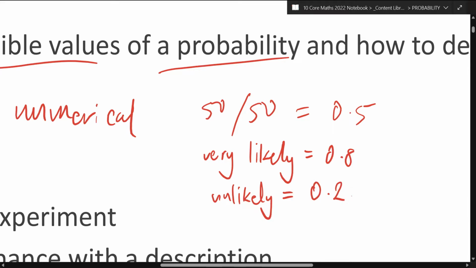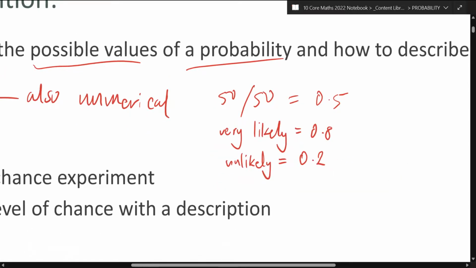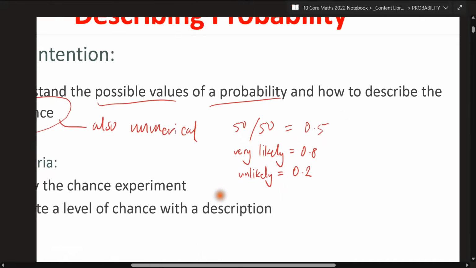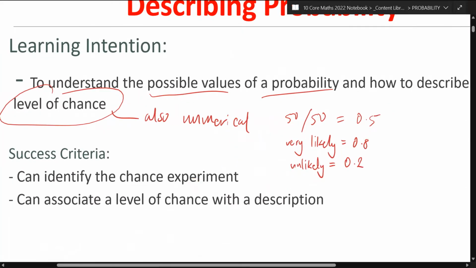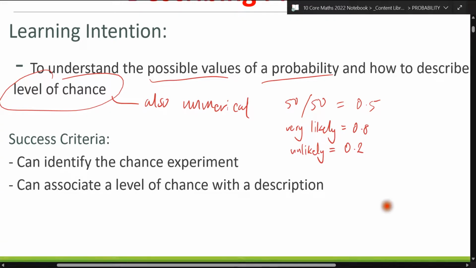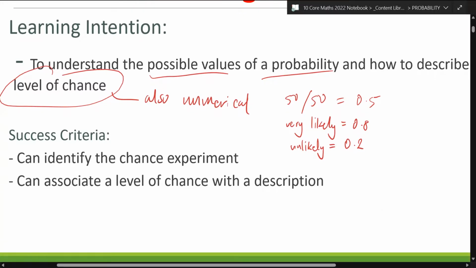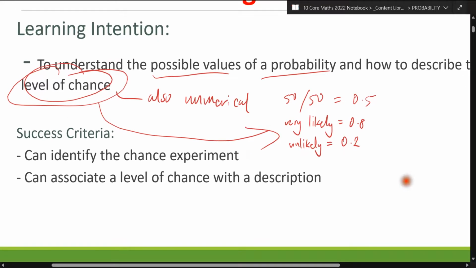Okay, we'll be looking at a scale very shortly about how we get these levels of chance, so these things, and how it relates to it as a numerical value, okay? But hopefully, in terms of what we'll be learning, by the end of it, you can identify what is a chance experiment, and you can associate the level of a chance with some sort of description, or you can associate the level of chance with the number. Okay, so we're trying to connect the word, 50-50 or very likely, to some sort of number. Okay, so hopefully that's what you'd be able to do by the end of this lesson.